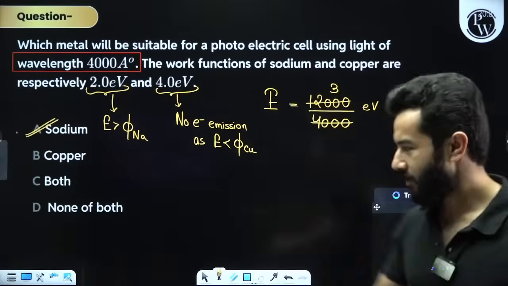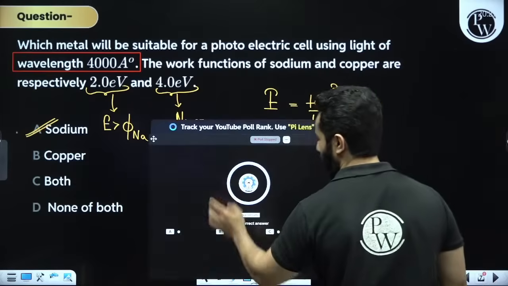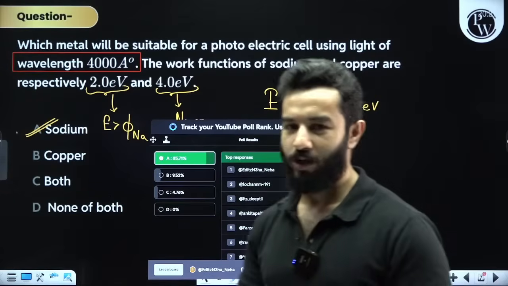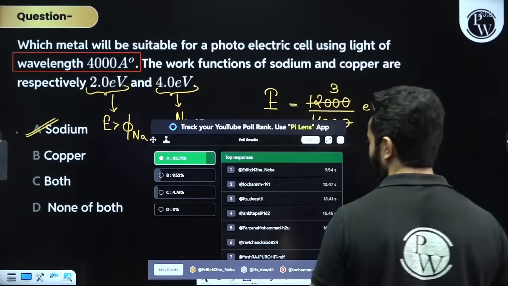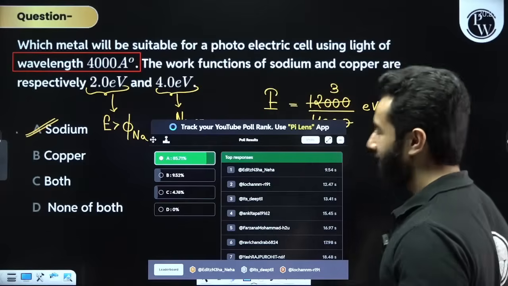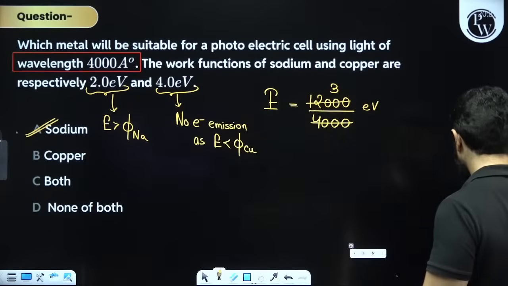Easy peasy, right? Clear? No doubt. Option A is absolutely correct. Very good. Some of you have thought copper, right? And some of you have thought both also. So the answer is very easy. Moving on to the next one.